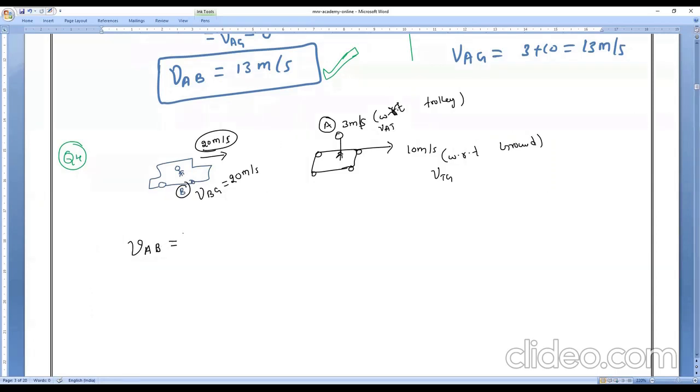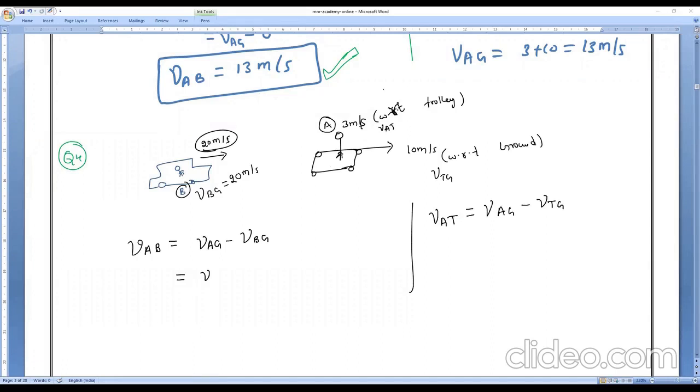Can you tell me what will happen? Formula: relative velocity of A with respect to B is the velocity of A with respect to ground minus the velocity of B with respect to ground. Yes or no, guys? Now, we know the velocity of A with respect to the trolley. So we want to find the velocity of A with respect to the trolley, which is equal to the velocity of A with respect to ground minus the velocity of the trolley with respect to ground. Yes or no, all of you?